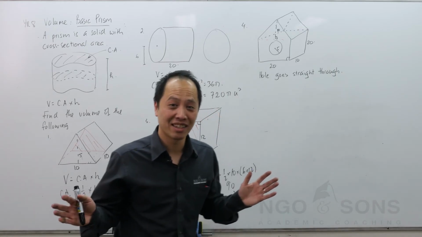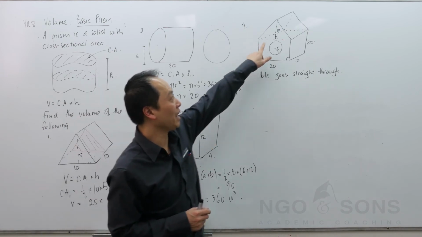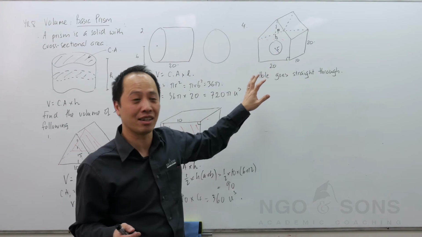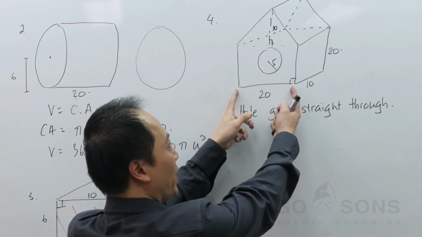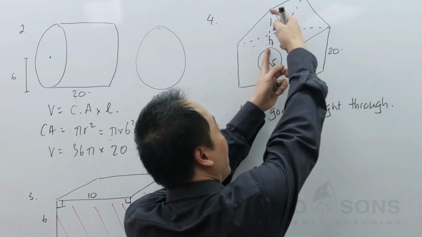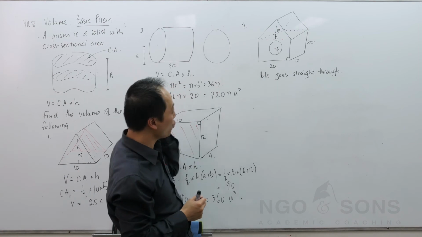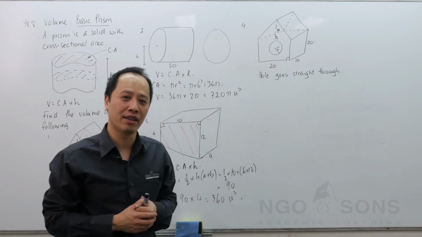All right, guys. Now let's have a look at question number 4. This one's a bit harder. Okay. So if you look at this question here, what we have is something that looks like a house, doesn't it? And it's got a hole. Okay. And it says that this is 20, this is 10, this is 20, this is 10. Okay. And there's a hole there with radius 5, and it goes right through. Okay. The aim of this question is to go and find the volume of the solid.